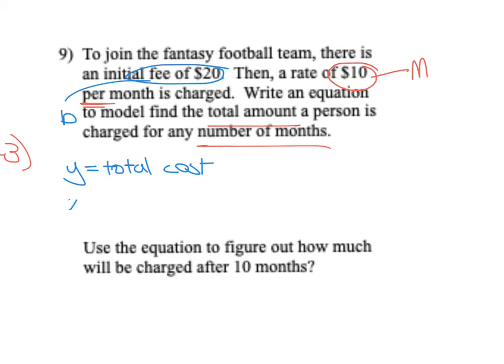So, okay, and my X represents the months. So what our equation would be is Y, or the total cost, which is what we're trying to figure out, the total amount. So that's going to be $10 times however many months that they are a part of that fantasy football team. And that makes sense because if X is 1, that's going to be $10 times 1 month, which is $10 for 1 month. When X is 2, or we've been a part for 2 months, that would be 2 for X. So 10 times 2 is $20 for 2 months.